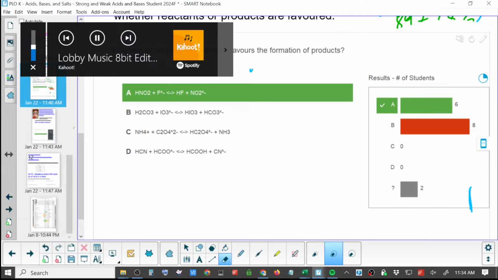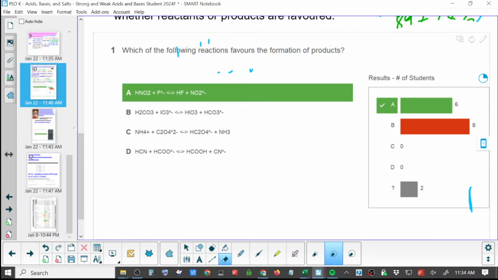Okay, first one. Wait, so many people. The vast majority of the people picked B, so I want to double check this answer. Which side favors the formation of products? We have HNO2, HIO3, and H2CO3. Formation of none of those are strong. Those are all weak. So it says A. So HNO2 and F.